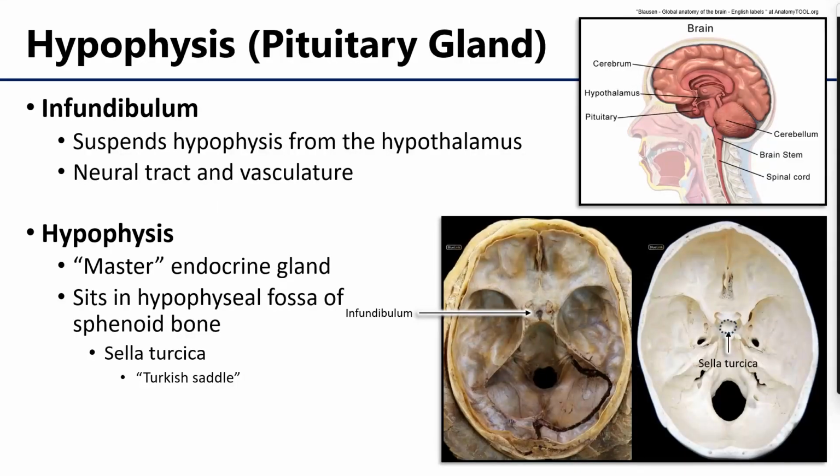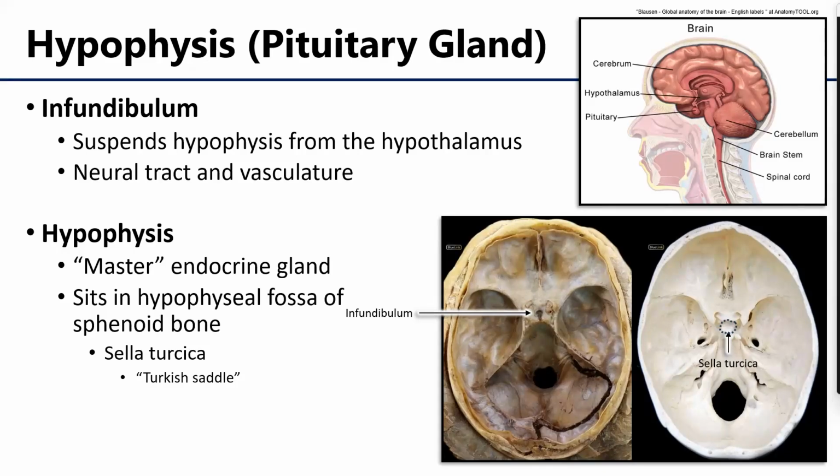I mentioned the hypophysis or the pituitary gland really briefly in conjunction with the hypothalamus and diencephalon before, but it's worth spending just a little bit more time on this guy. The pituitary is an endocrine gland that is connected up to the hypothalamus, which was a relay center and processing center, by a little stalk or infundibulum that's made up of both neurons and vasculature.